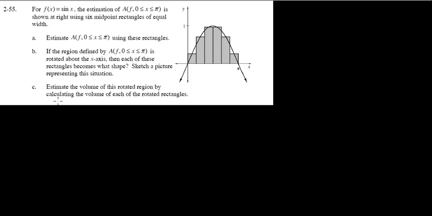Part C. Estimate the volume of this rotated region by calculating the volume of each of the rotated rectangles. Okay, so we know the volume of a cylinder. If you don't know what it is, you could have looked it up. But it's basically going to be the area of, so a cylinder, if you look at it like this, oh man, I really cannot draw. Okay, if you look at it like this, it's like a drum.